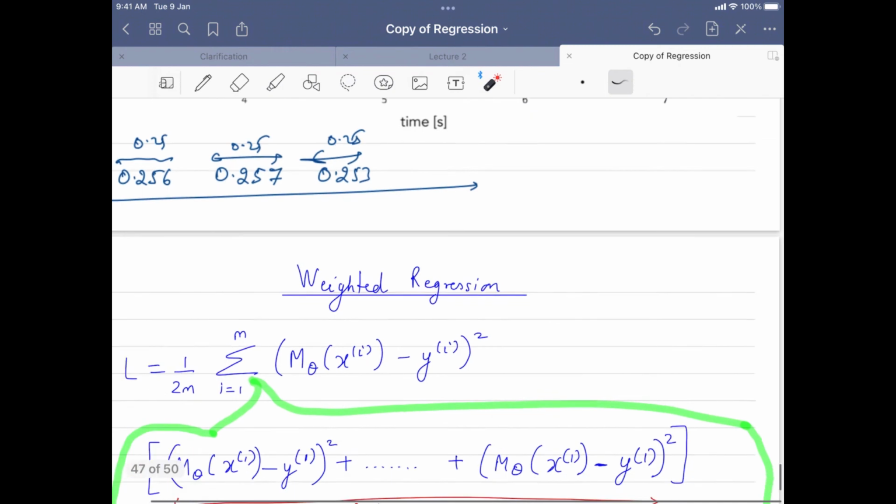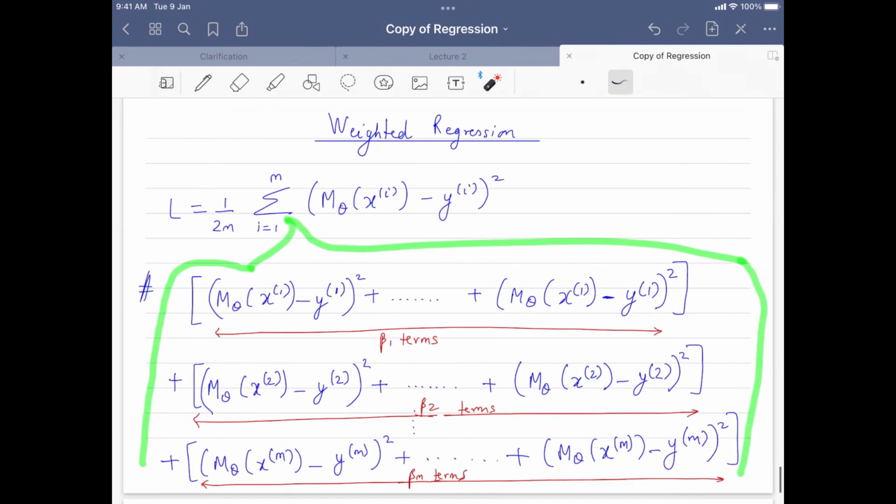It's not too difficult to see that if you have duplicacy in the data, there is no problem. What you have to do is first expand this term. This term is going from 1 to m, which is the total number of samples. If you expand these terms from 1 to m, whatever terms have a common value can be clubbed together into a single term. So here, let us say x1 sample is coming beta 1 times.